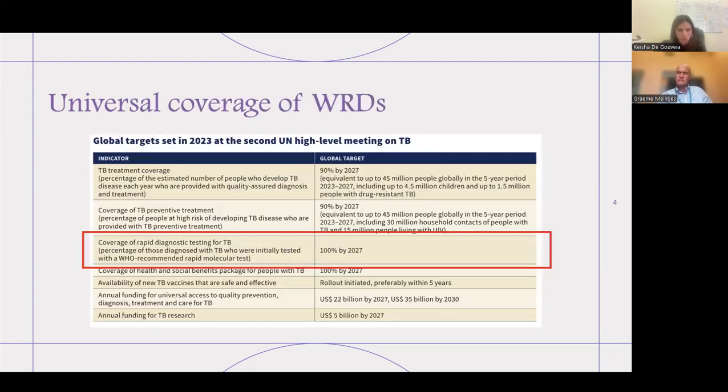So why are we worried so much about rapid diagnostic tools, and particularly the WHO recommended ones? At the recent second UN high-level meeting on TB last year, they set out an agenda to aim for 100% coverage by 2027 with regards to patients being diagnosed with TB based on one of these rapid diagnostic tests. So how are we doing with regards to that?